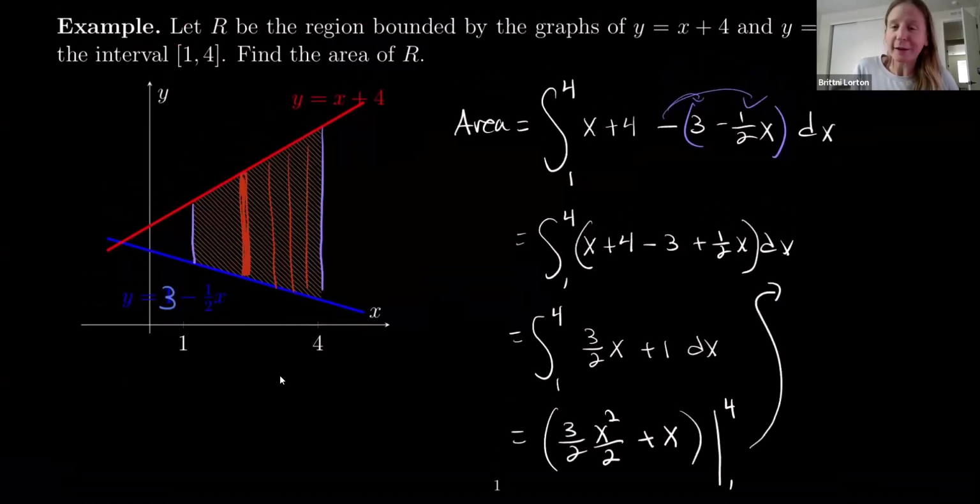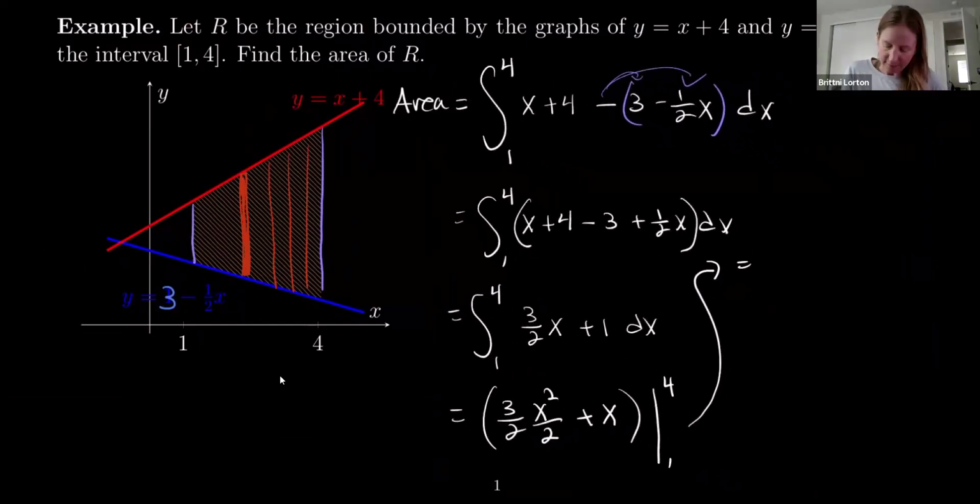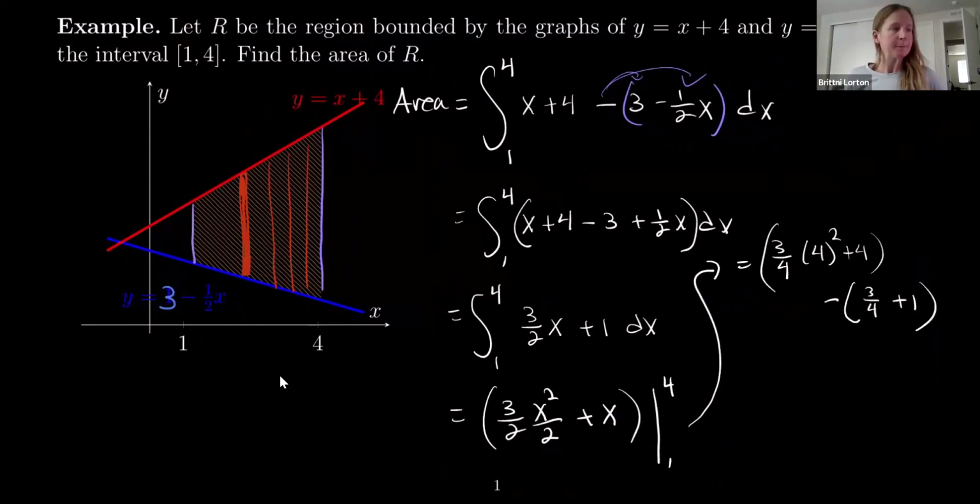Of course, I've run out of space, so I'm going to go over here to this side. I'm going to give myself a little bit more space because I am going to solve this whole one completely. So then that becomes 3 over 4 times 4 squared plus 4, and then minus, if I plugged in 1, 3 over 4 times 1 squared plus 1, and then type that into your calculator.